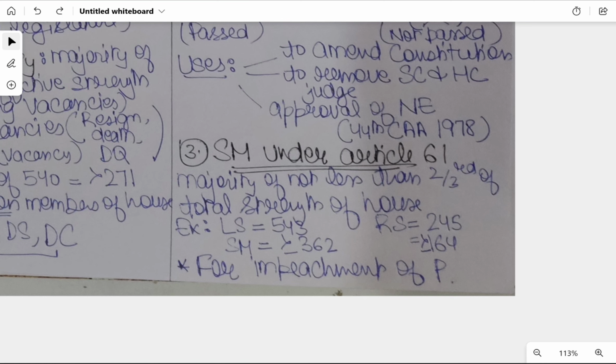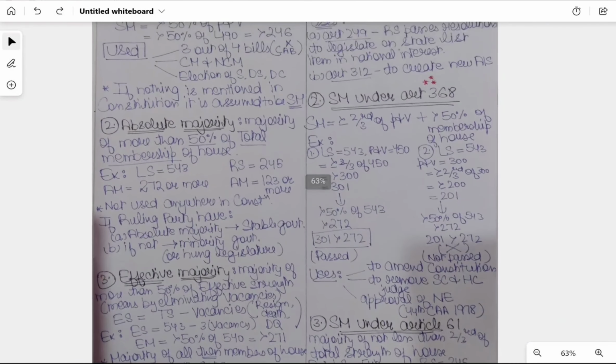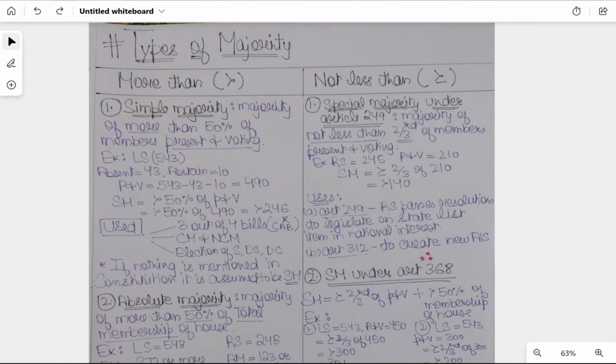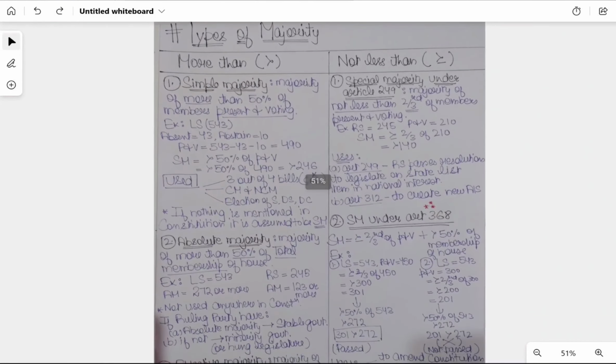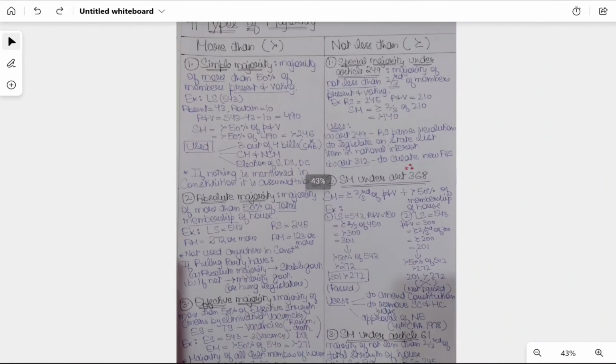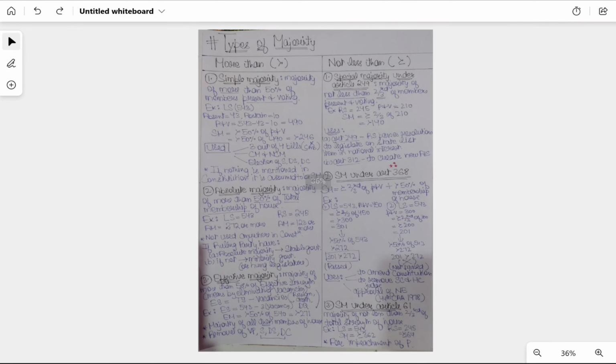So for Lok Sabha it will be greater than or equal to 362, and Rajya Sabha it will be greater than or equal to 164. It is only used for one purpose, that is for the impeachment of the President. So these are all the types of majorities that are mentioned in our Indian Constitution, and you will be requiring them for your exams. You can take a screenshot and try to make your notes in this format only.